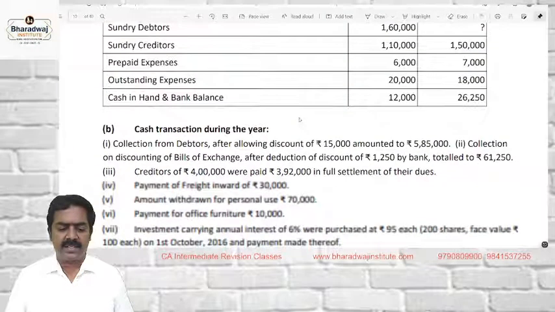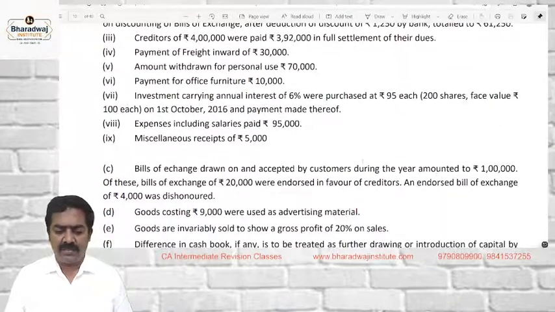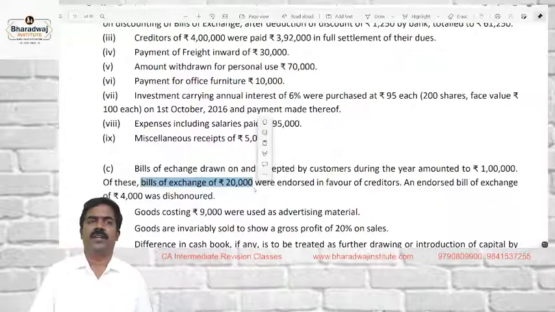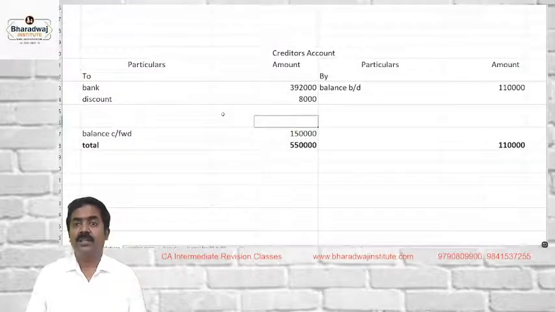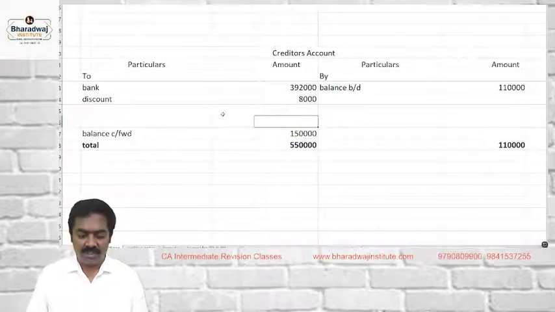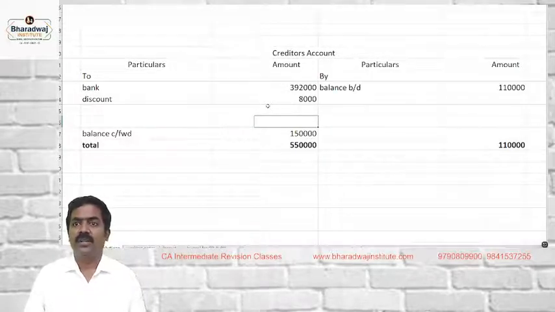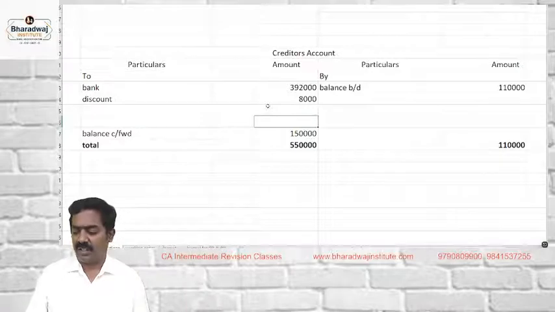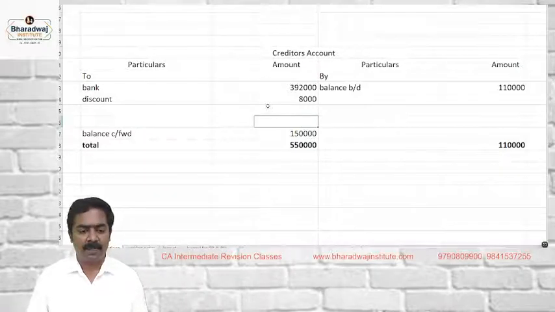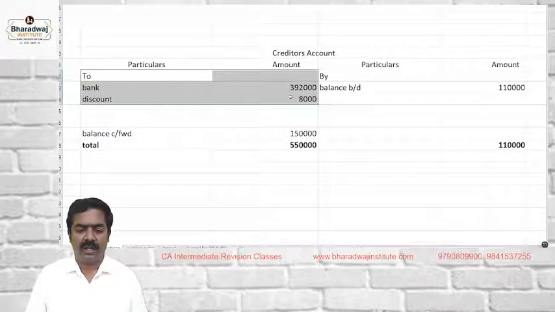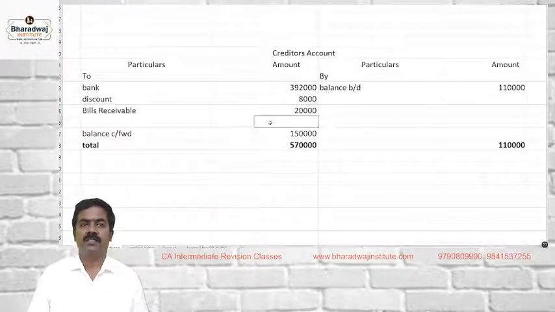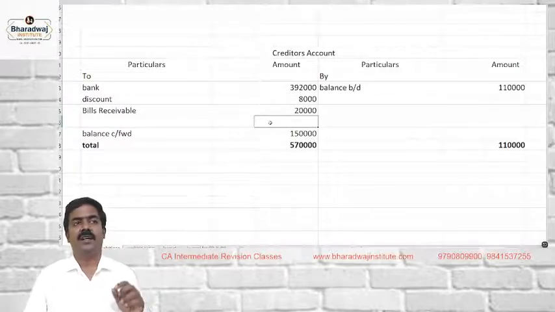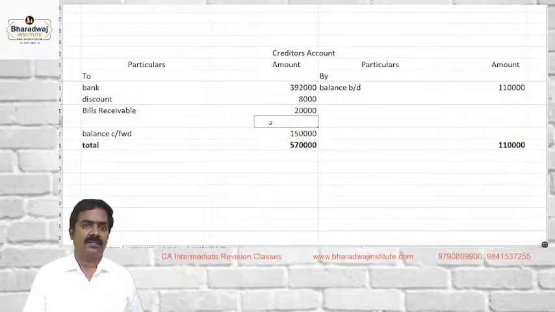One is bills endorsed. What is the bills endorsed? 20,000. What is the journal entry for bills endorsed? Creditors account debit to bills receivable account. Here to bank we paid 3,92,000, to discount 8,000. Creditors account debit to which account? Bills receivable account.